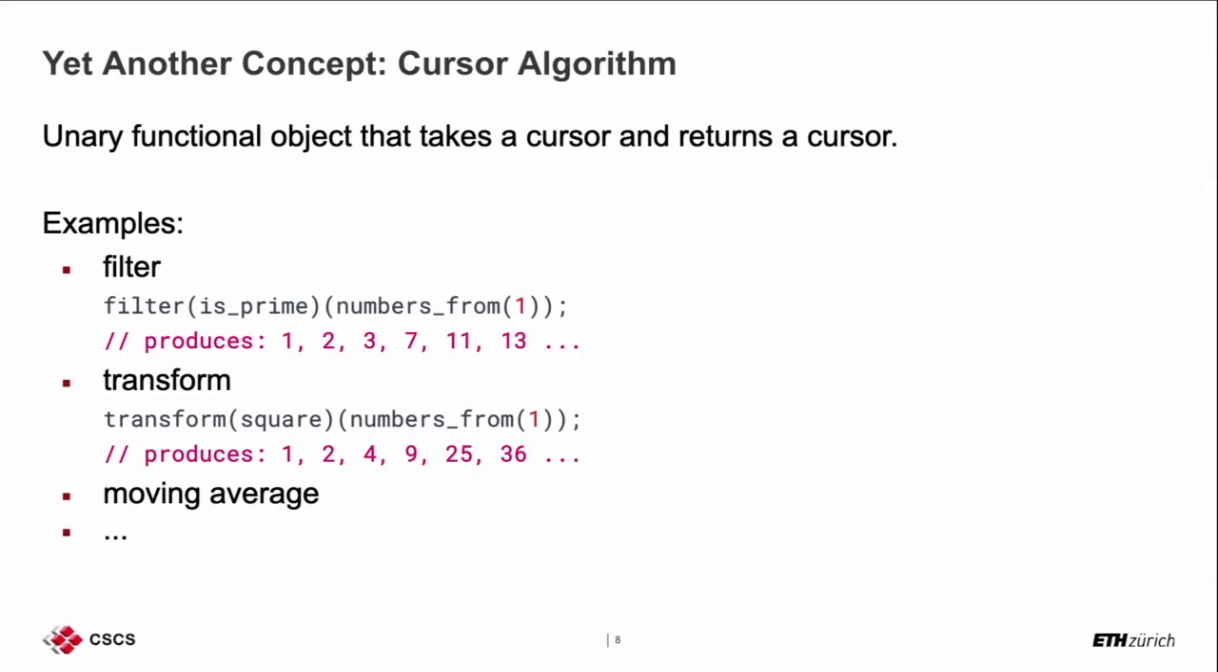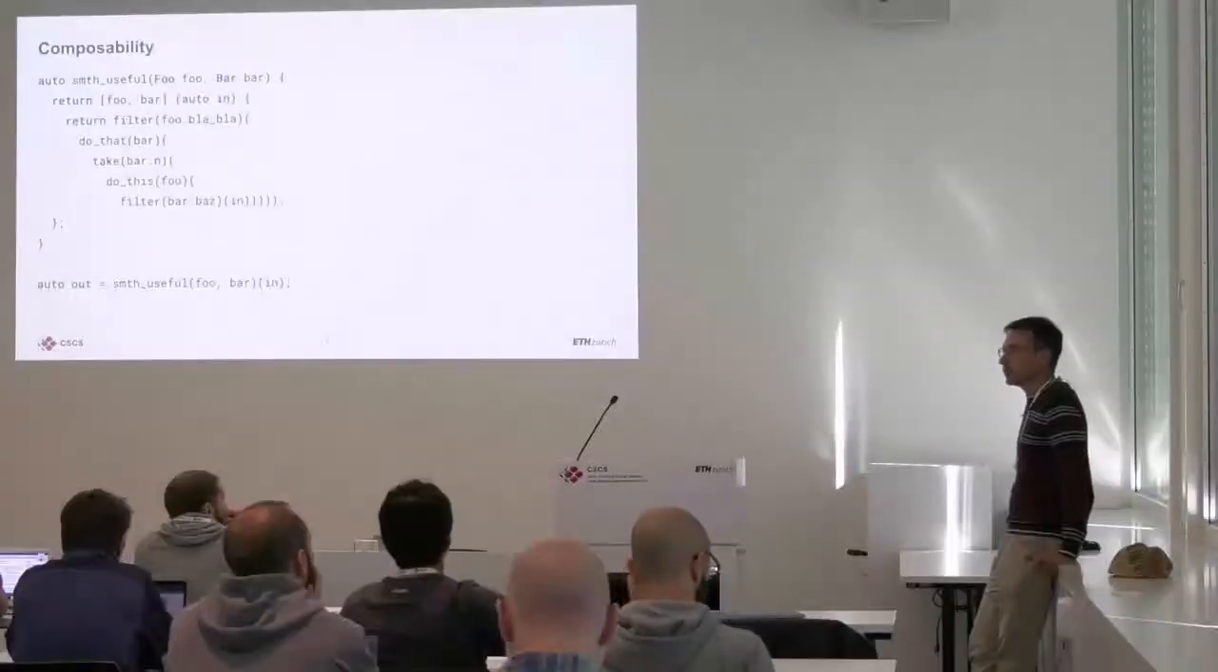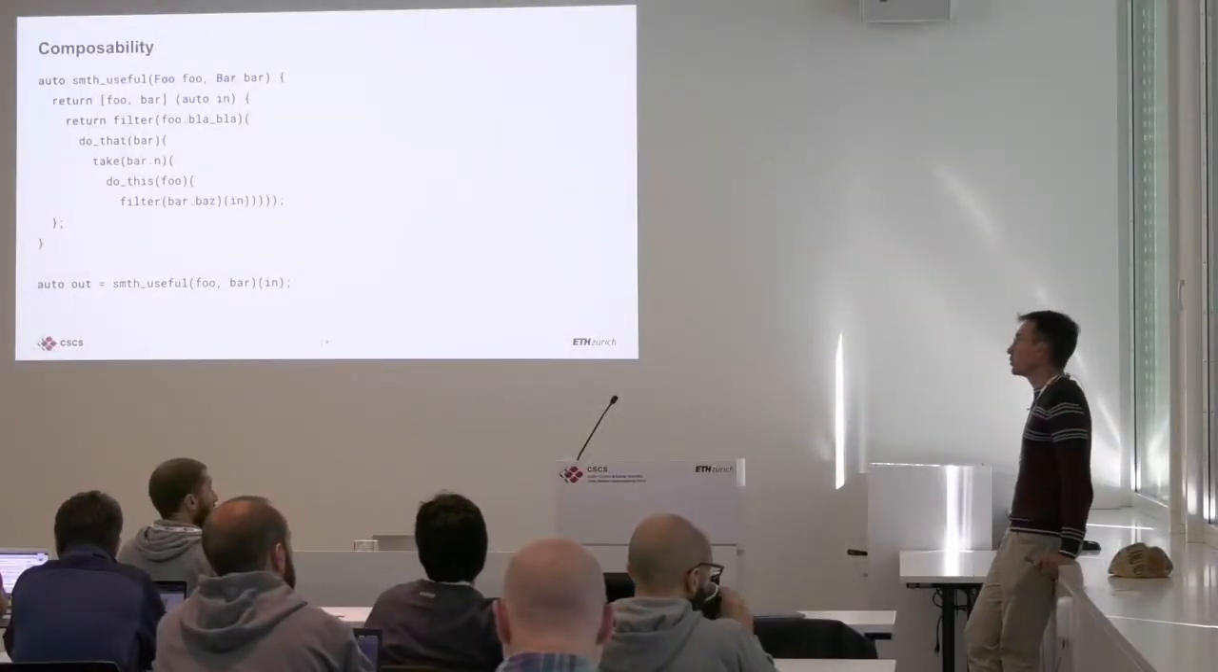And what is good about that approach? It is composable, and this is a very important feature when you design the library. So you should try to design an API in a way that the parts can be composed to each other.